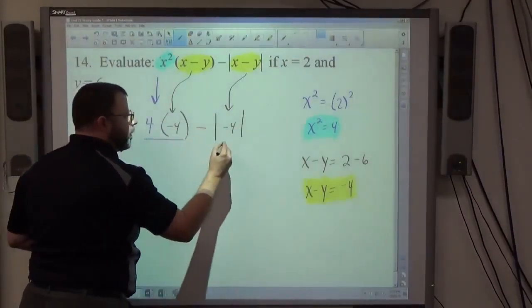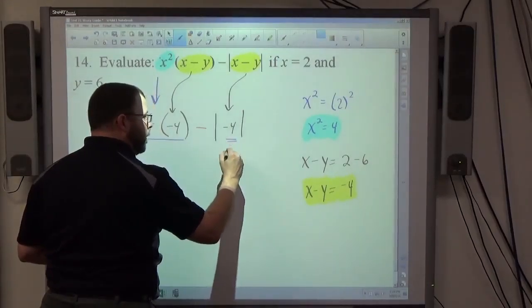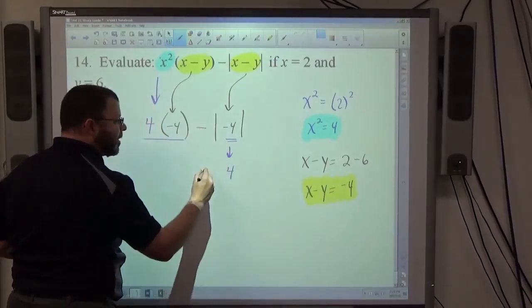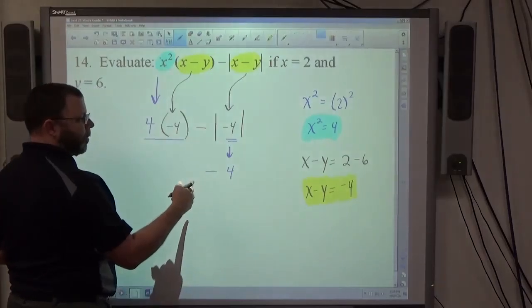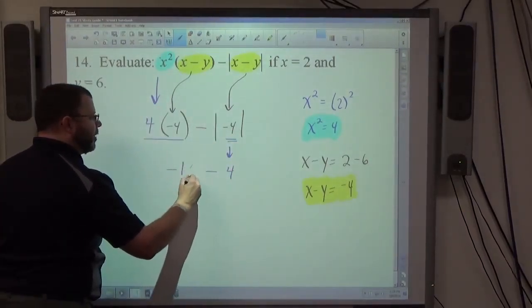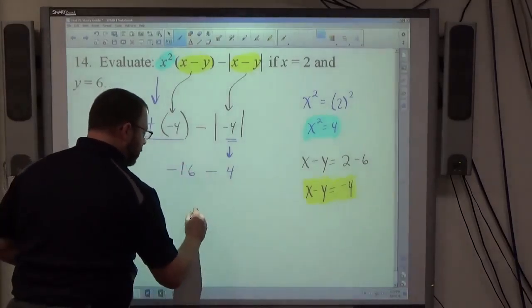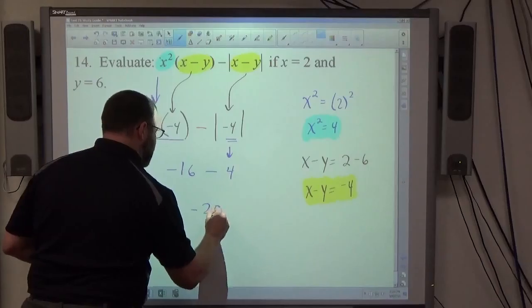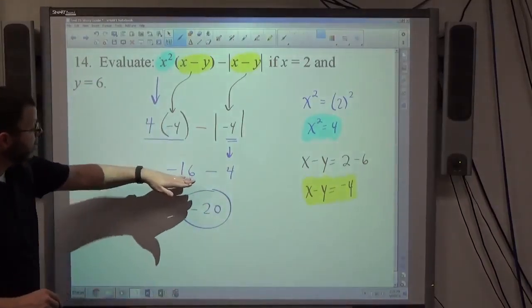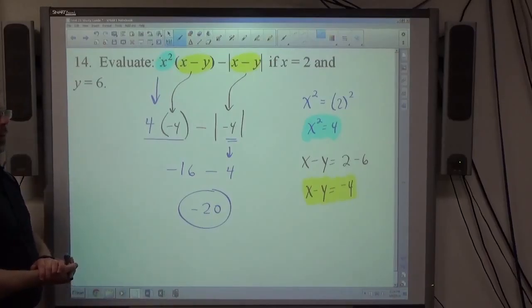This is a product, this is an absolute value. Absolute value officially is supposed to be done first. The absolute value of negative 4 is positive 4. The minus sign occurs after the absolute value bars occur. I've dealt with this. This product, 4 times negative 4 is negative 16. And then once I get to here, negative 16 minus 4, they're the same sign, so I add, and 16 is bigger, so the answer is negative. That's the easiest way to do that problem.